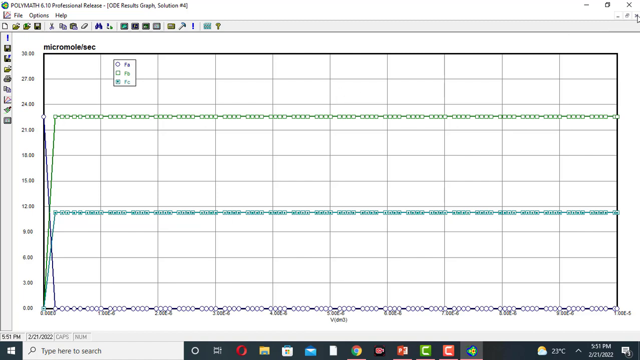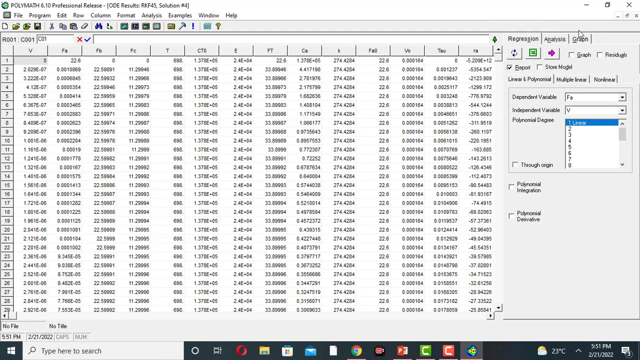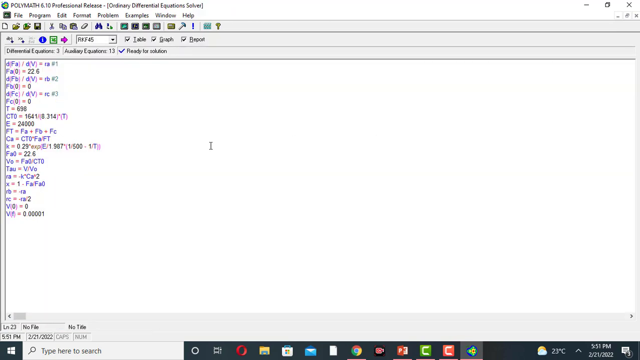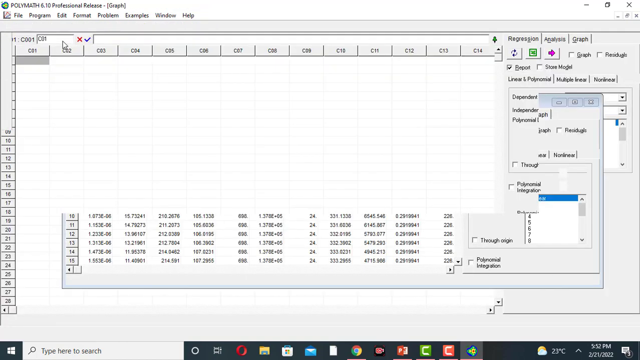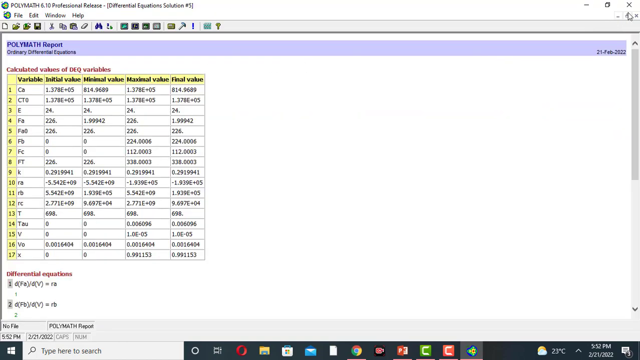So you can change the value of activation energy. This is another table. Now you can change the value. For example, I can pick 226. You can also check 226. Suppose I put 24 in this place. Then click on solve. You will draw this graph.